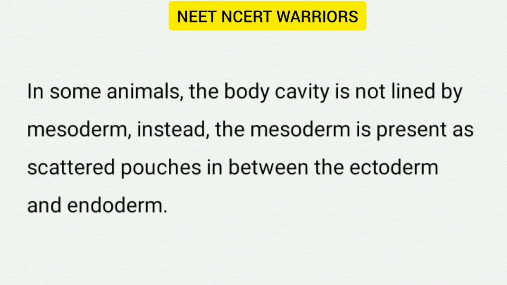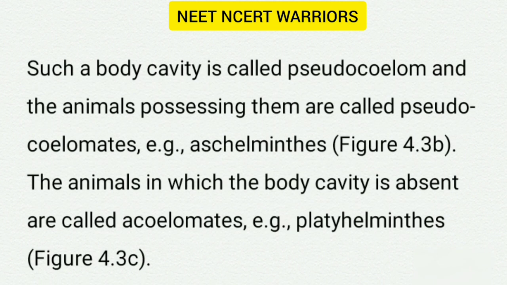In some animals, the body cavity is not lined by mesoderm. Instead, the mesoderm is present as scattered pouches in between the ectoderm and endoderm. Such a body cavity is called pseudocoelom and the animals possessing them are called pseudocoelomates. Example: Aschelminthes. You can see in figure 4.3b.